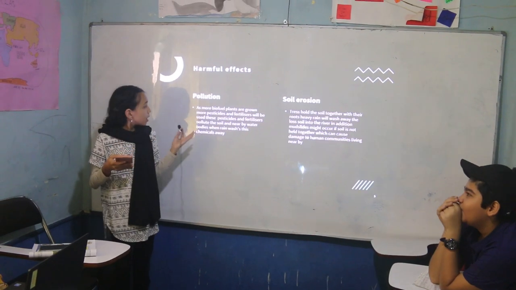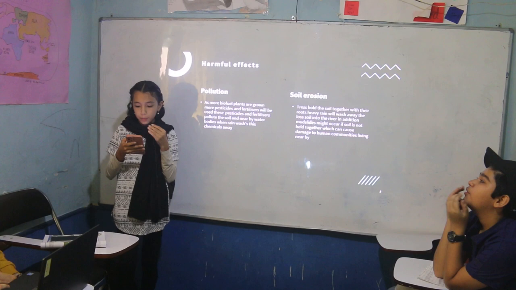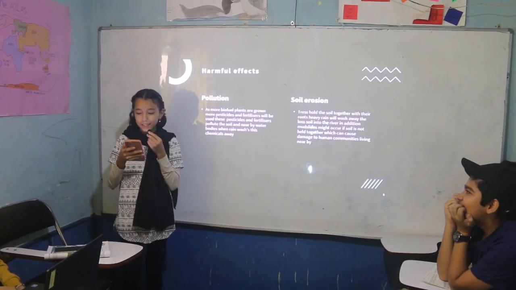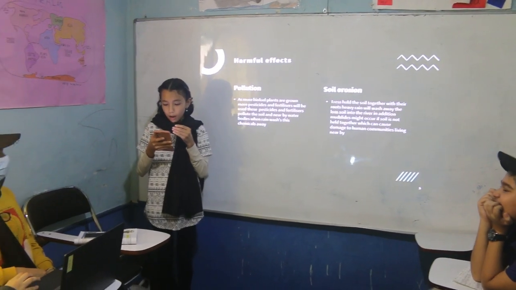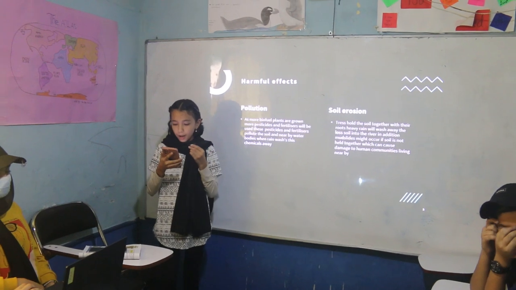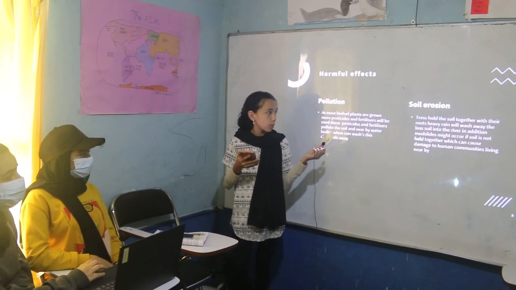Pollution. As more plants are grown, more people will use more biofuels, so more pesticides and fertilizer will be used. Pesticides and fertilizers pollute the soil and nearby water bodies when the rain washes these chemicals away.